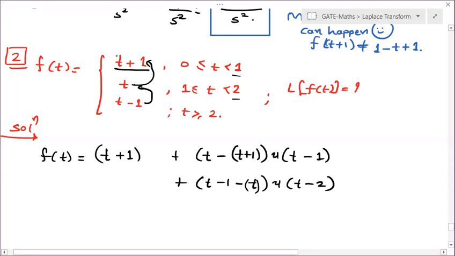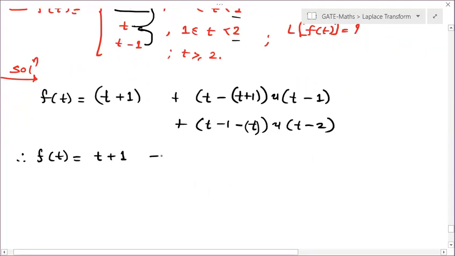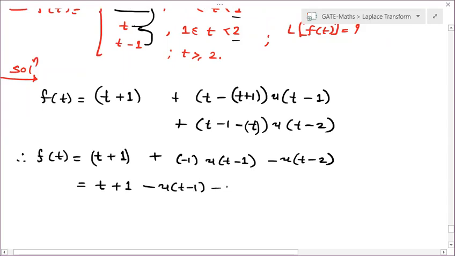So f of t can be written as f1, that is t plus 1, plus f2 minus f1, that is t minus (t plus 1), plus f3 minus f2, that is t minus 1 minus t, with u of t minus 1 and u of t minus 2. Is it clear? Let us simplify this first. So f of t will become t plus 1 plus, t minus t will get cancelled out, this is only minus 1, so minus 1 times u of t minus 1. Here also t minus t will get cancelled out, this is minus u of t minus 2. So this is simply t plus 1 minus u of t minus 1 minus u of t minus 2.